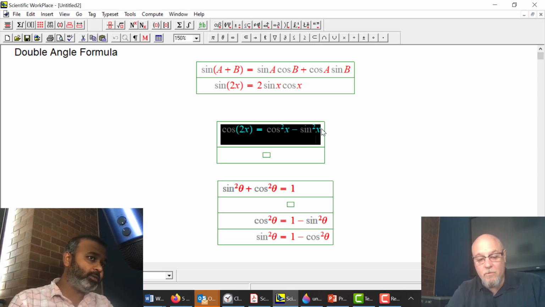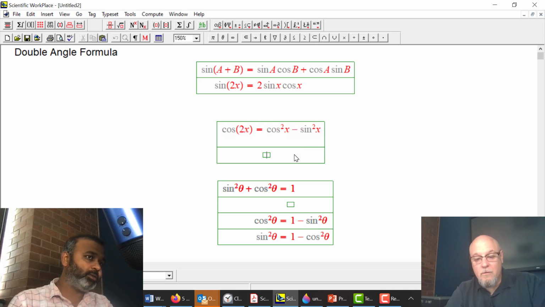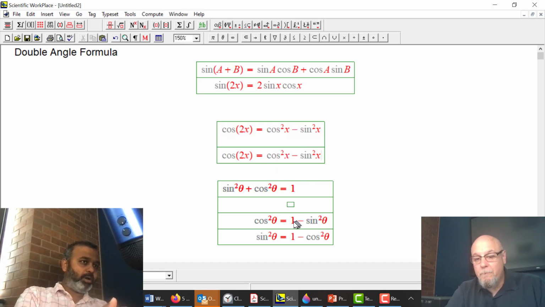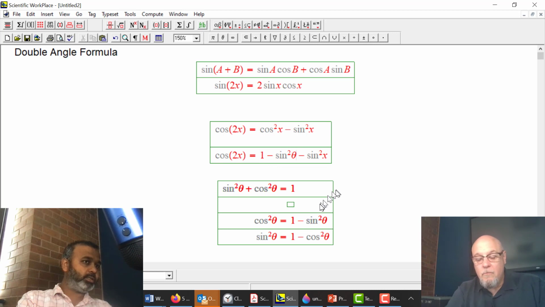So I have cos squared equals 1 minus sine squared. So instead of cos squared, I can just plug in 1 minus sine squared there, and now it's 1 minus sine squared minus sine squared, which is 1 minus 2 sine squared.